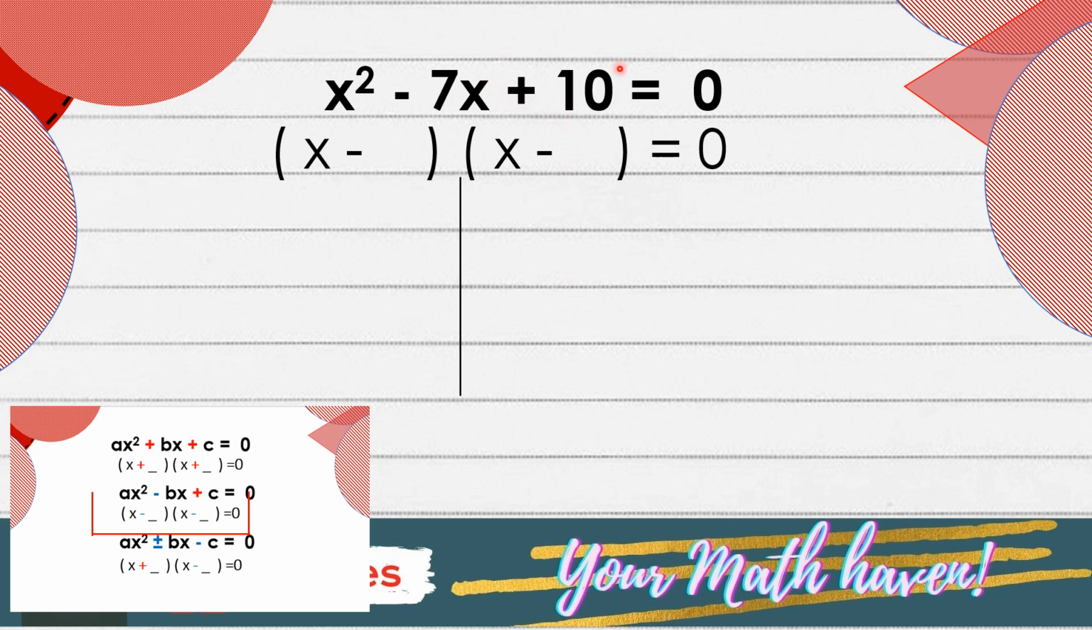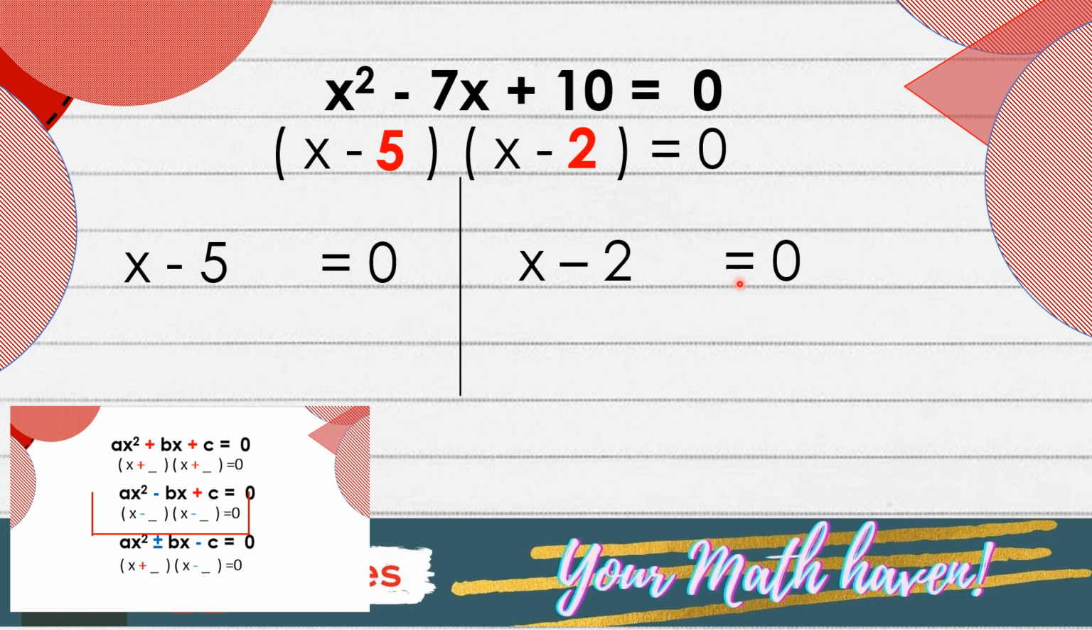Now we are going to think of two numbers that, if we multiply, the product is 10, and if we add, the result is negative 7. So the two numbers are negative 5 and negative 2. Because negative 5 and negative 2, if we multiply, the result is 10, and if we add, the result is negative 7. So using the zero product property, we are going to equate these two factors to 0.